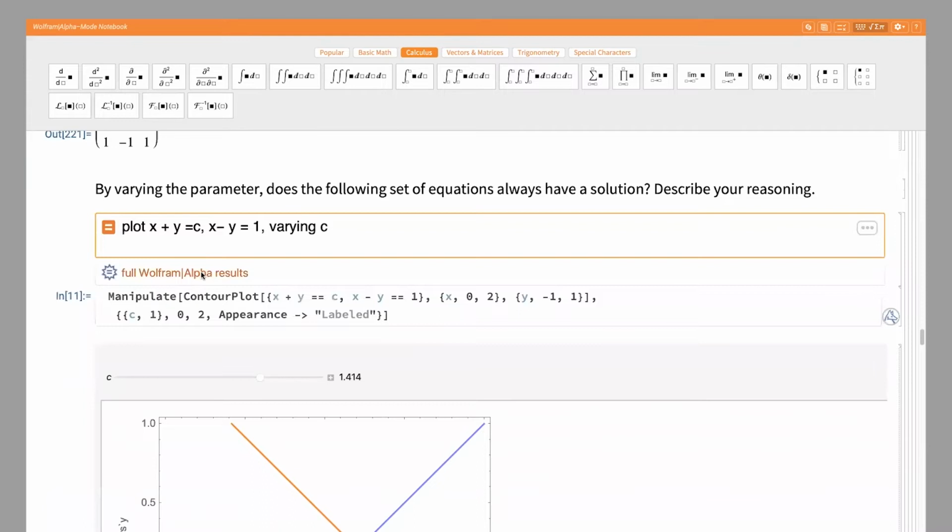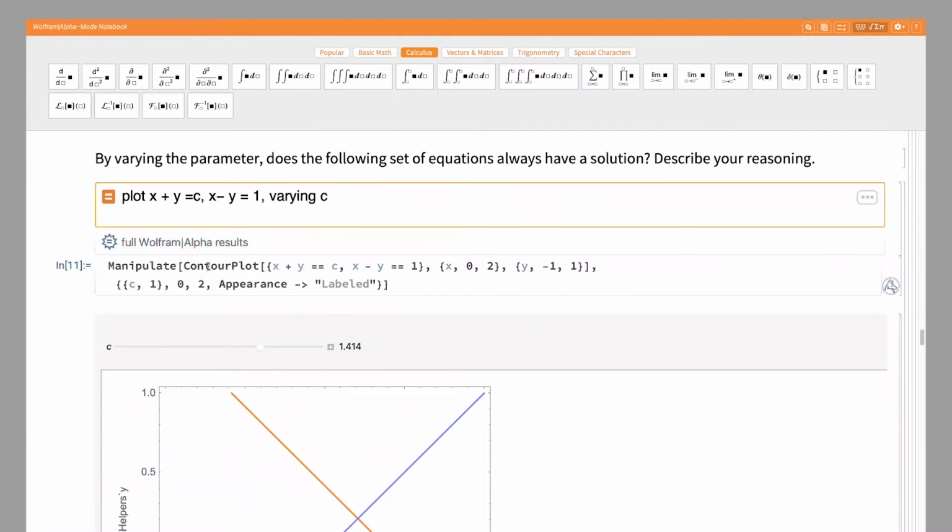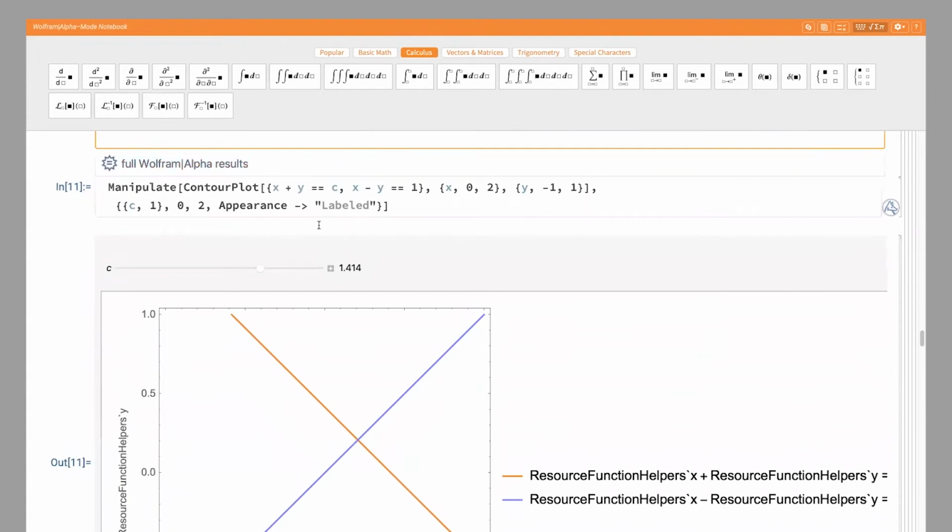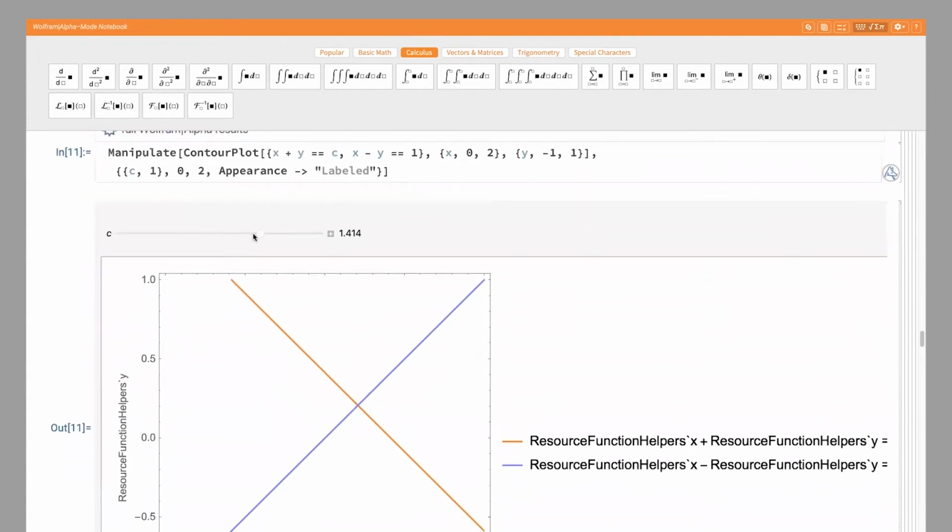So we have these interactive Manipulates that allow you to vary a parameter. I've said here, plot x plus y equals c, x minus y equals 1, and then we're going to vary c. So c is now a parameter, right? And what does that look like as we vary that parameter? We can vary the parameter c here, and the student can then determine whether there's one solution, infinitely many solutions, 0 solutions, et cetera. In this particular case, we see that there's one solution on this given range.